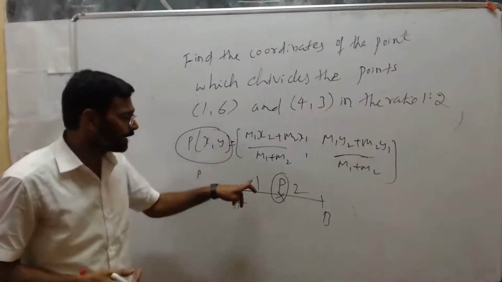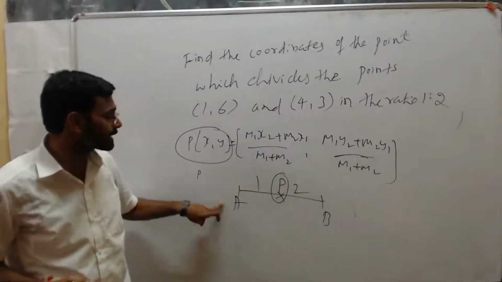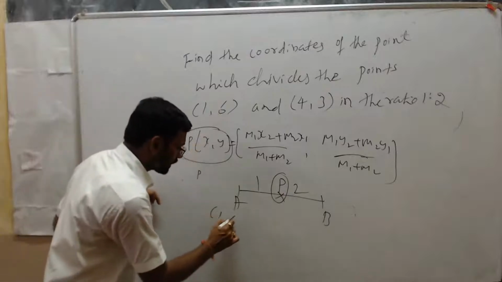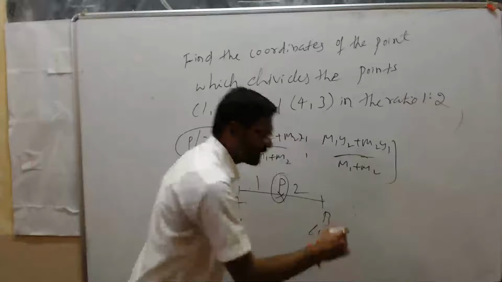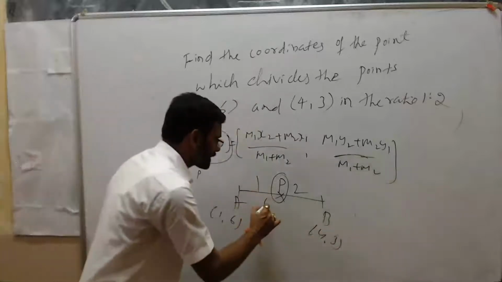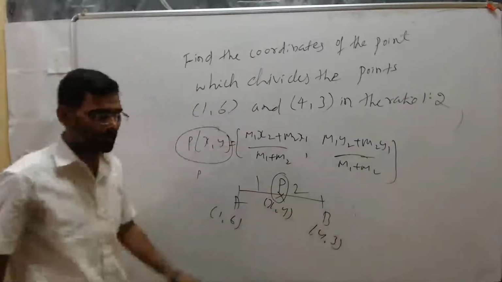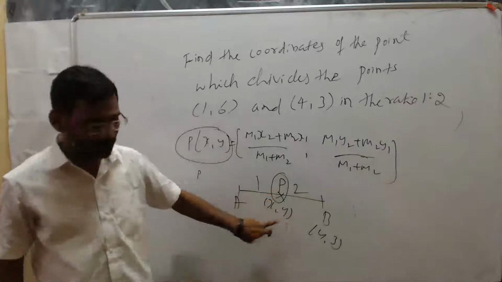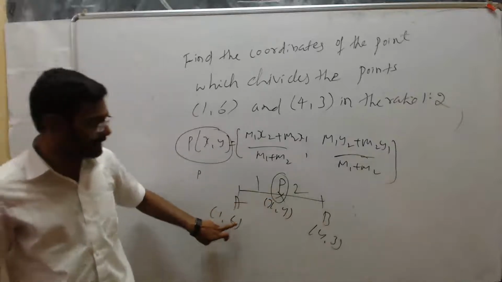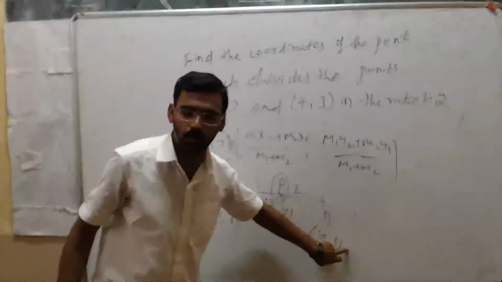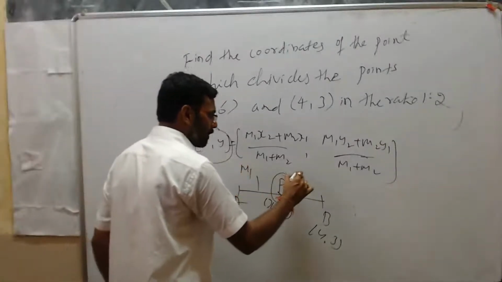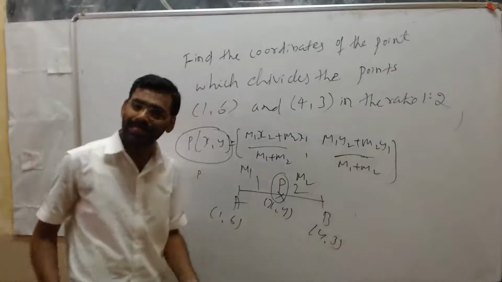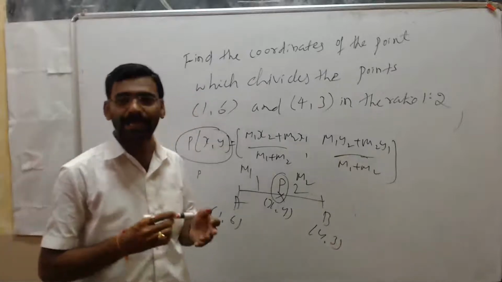In which position does it divide in 1 is to 2? The coordinates of A are 1, 6. The coordinates of B are 4, 3. The coordinates of P are x, y. In the ratio 1 is to 2, the first position is considered m1 and the second position is considered m2.